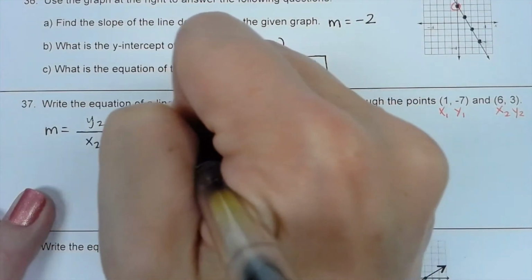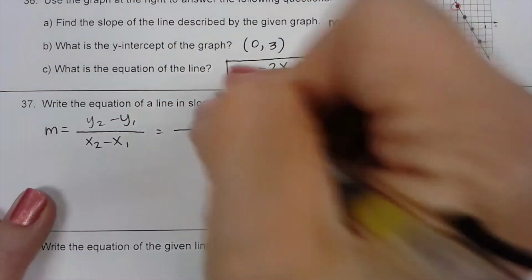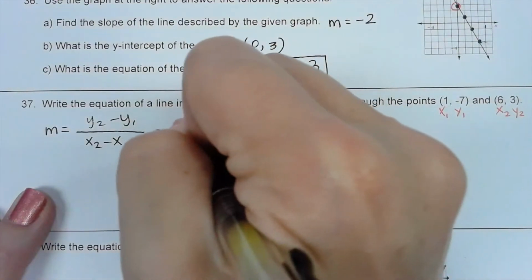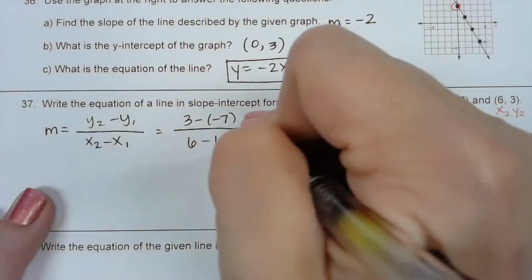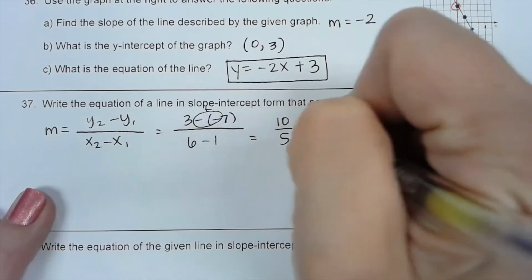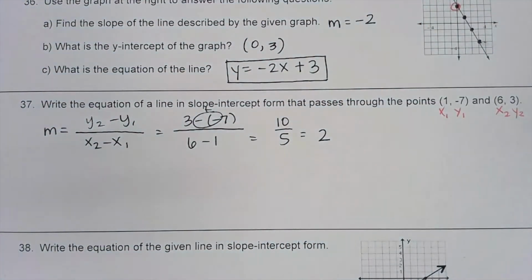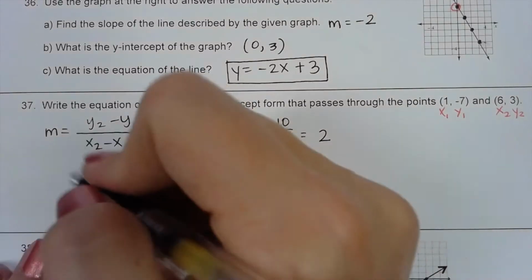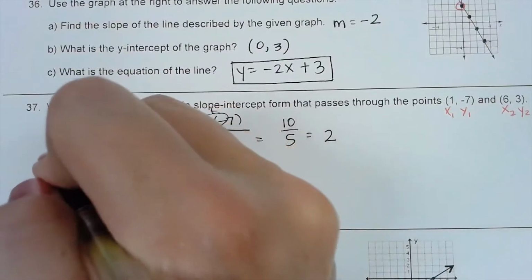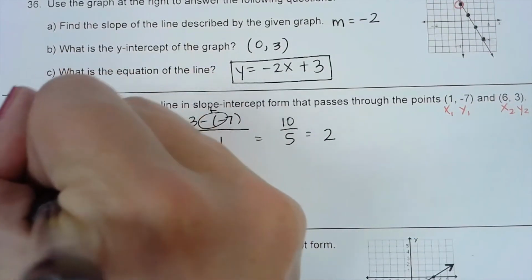And now I'm going to go through and plug my numbers in. So 3 take away -7 on the top, and then 6 take away 1 on the bottom. Minus minus will turn into a plus, so that's going to give me 10 divided by 5, which will give me 2. So the slope of the line that goes through these 2 points is the number 2. Remember, when you do the next step on your problem, it's up to you to decide how you want to do it. We'll do a BMXY chart.